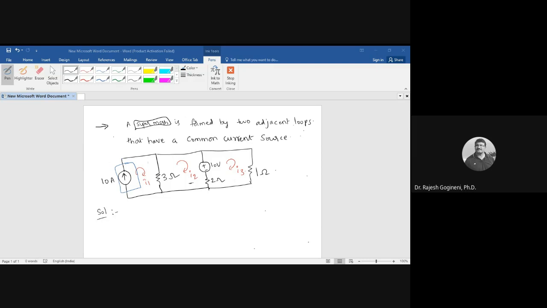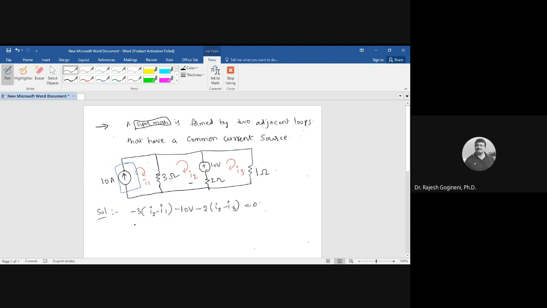What is the KVL equation if you apply it for the second loop? How to apply KVL for the second loop? Start with the 3 ohms: minus 3 into what is the current flowing through 3 ohms? The current through 3 ohms is I2 minus I1. So minus 3 times (I2 minus I1), minus 10 volts, minus 2 times (I2 minus I3), is equal to 0.